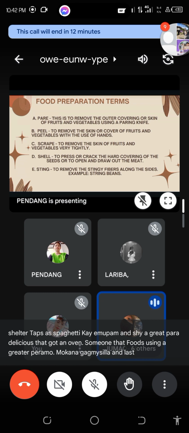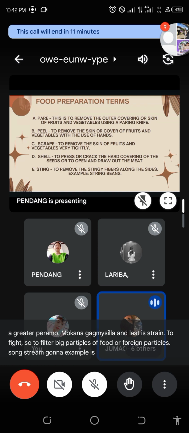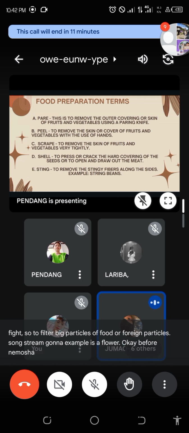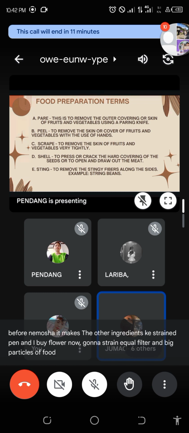And last is strain. To filter big particles of food or foreign particles. So ang strain, kanang example is sa flour, before nimo siya i-mix sa other ingredients, i-strain pa na nimo kung naay flour nga nagtibuok. So, mao na ang strain, i-filter nimo ang big particles of food. So, mao na sa akong part. Thank you.